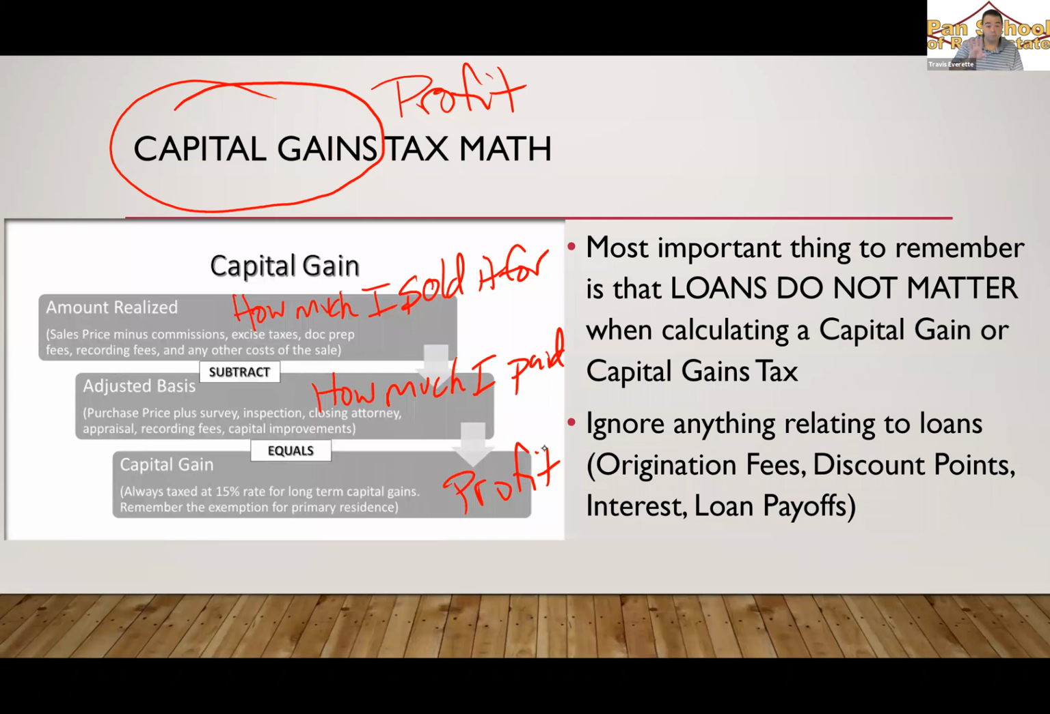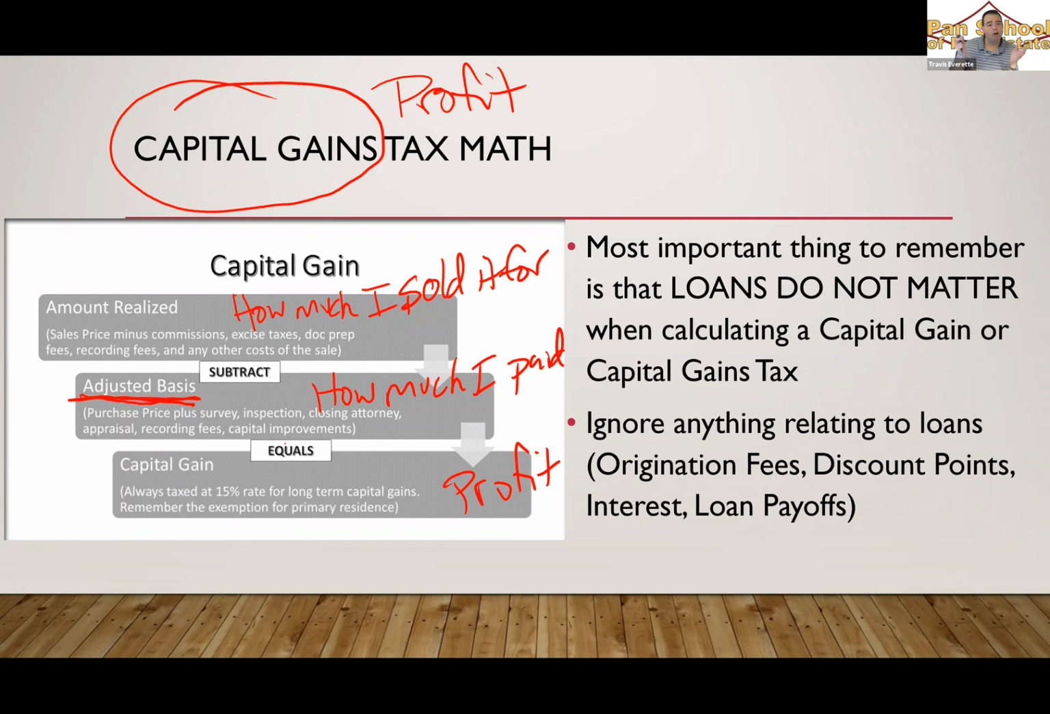So here, this is my point. How much I paid for it, this number right here, is called an adjusted basis. The reason we call it an adjusted basis is because it's not just what we paid for it. If you look at the information on that slide, it's the purchase price plus basically any other money we had to spend on the property. If we had a survey, we add that in. If we had inspections, we add that in. If we had to pay a closing attorney, we add that in.